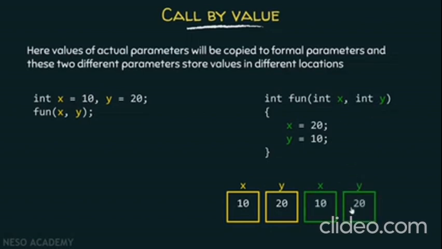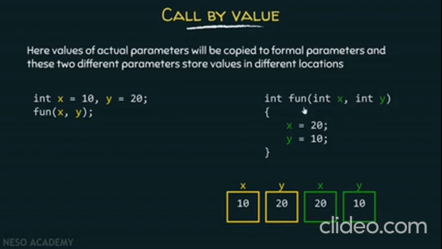Now inside this function, we are changing the value of x to 20. That is what we are doing here. And y to 10, that is what we are doing here. So variable x will contain value 20 and variable y will contain value 10. Now note down that these variables are local to this function.